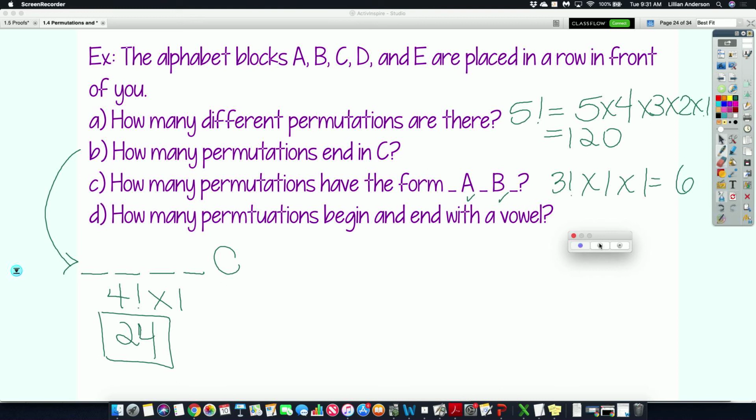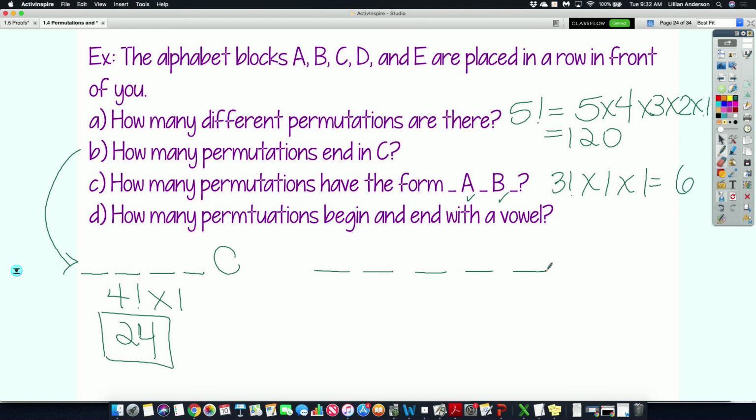Okay, so let's see which one of y'all is right, because I've heard some good conversations. How many permutations begin and end with a vowel? So we already know that we have these 5 blank spots. And no matter what, a vowel has to begin this arrangement and a vowel has to end this arrangement.